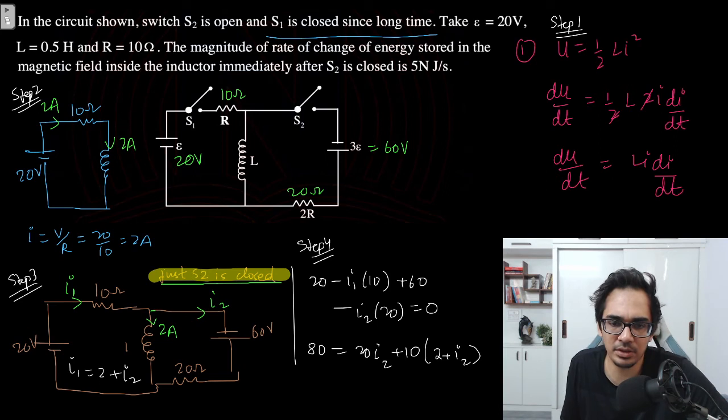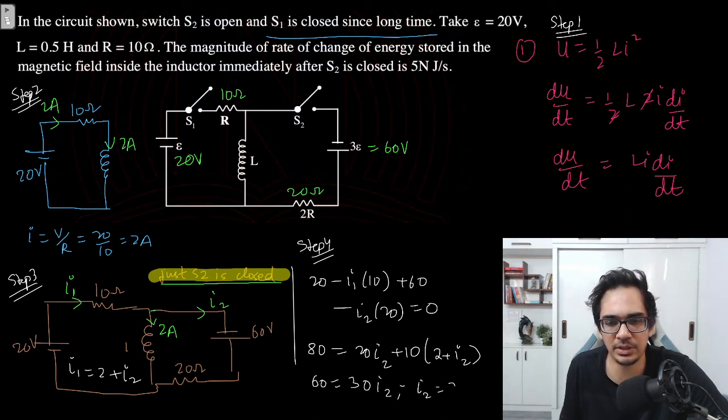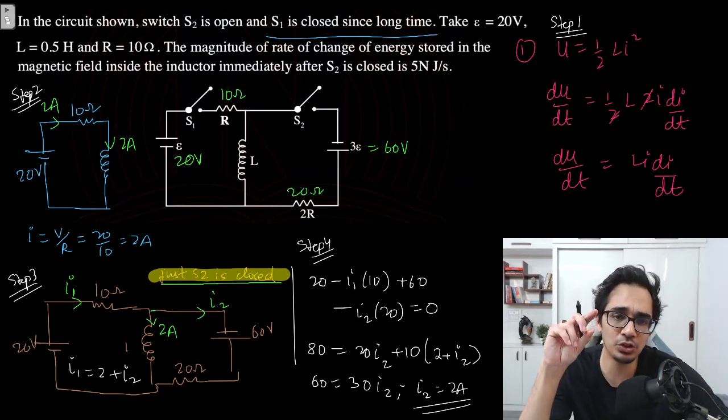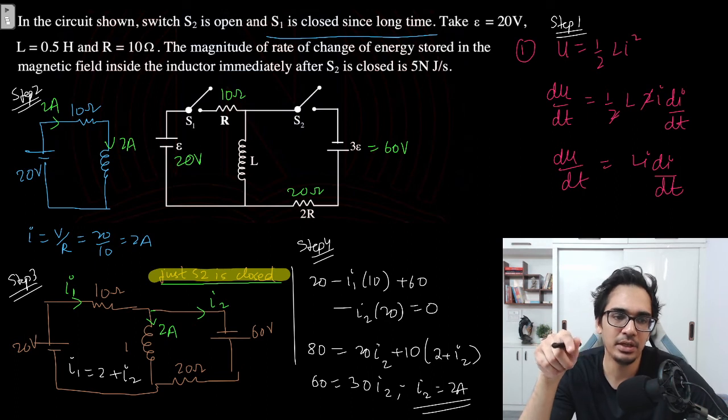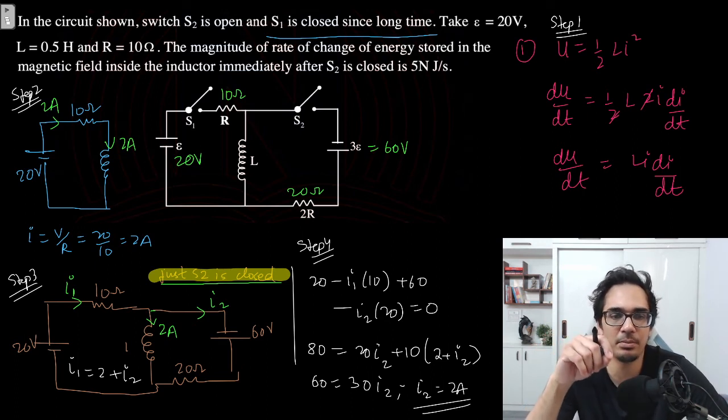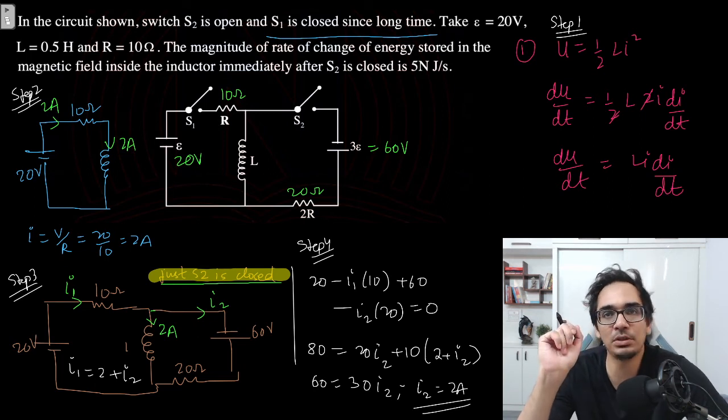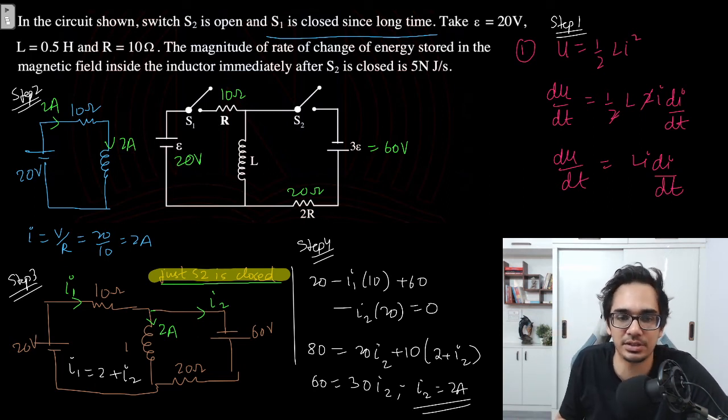So what will be the result? This is 60, and 20 I2 plus 10 I2 is 30 I2. So 60 is equal to 30 I2. Therefore, I2 is equal to 2 ampere. So that means when you suddenly switch on S2, the current in that part will be 2 ampere. I1 is 2 plus I2. So I1 will become 4 ampere. So suddenly the current in 10 ohm resistor changes. So this is a unique and interesting thing.